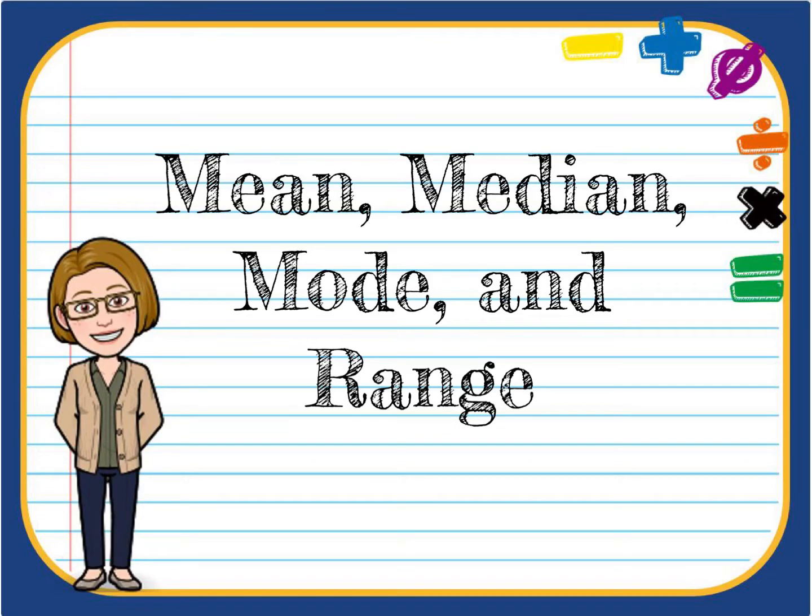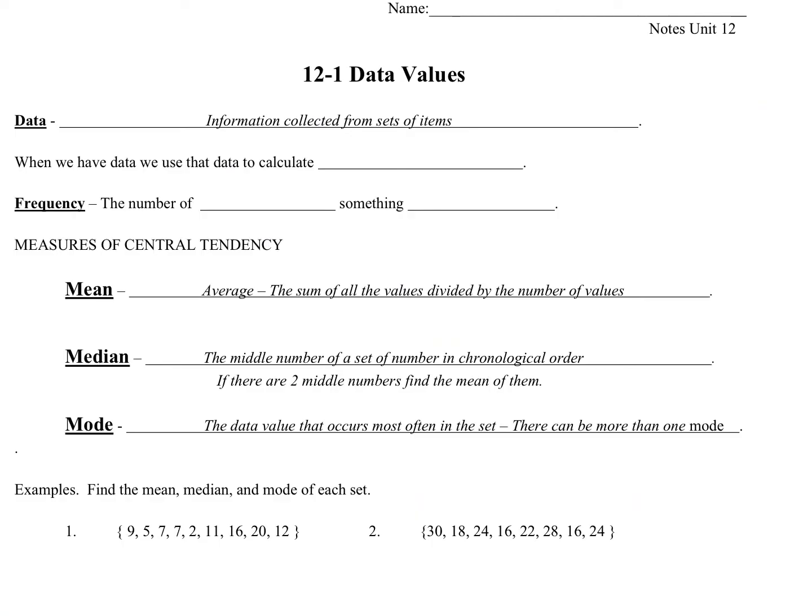In this objective, we're going to be talking about the mean, median, mode, and range of a data set. So as a reminder, data is information collected from a set of items. We will often use data to calculate the statistics.